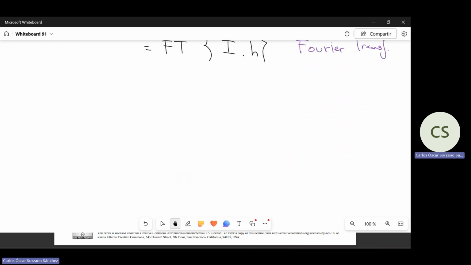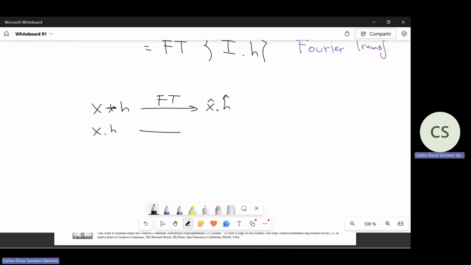Let's say that we have 2 signals, x convolved with h. You do the Fourier transform. This is the Fourier transform of x times the Fourier transform of h. And because of the duality, if you have the multiplication of 2 signals, then if you do the Fourier transform, you have a convolution of the 2. This operation is a convolution.